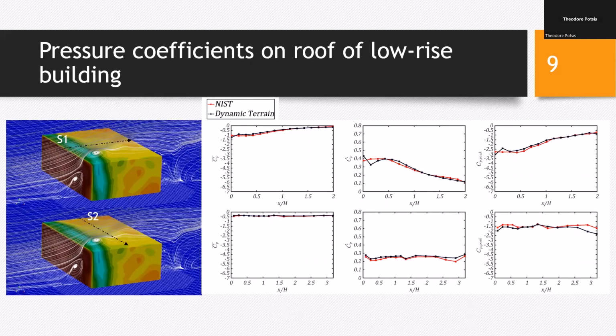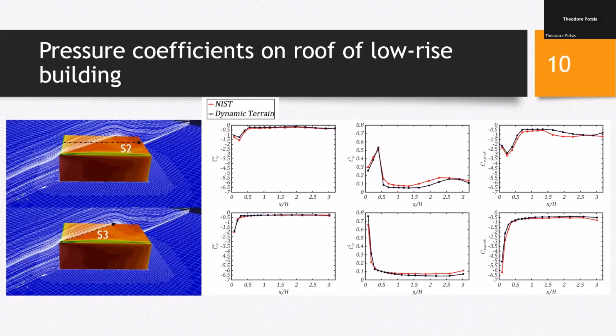building. I use these two symmetry lines on the roof, S1 and S2, and I present here in the first column the mean values, then the standard deviation, and then the peak values, and comparisons between the NIST database, experimental results, and the dynamic terrain methodology. As you can see, we have a very good accuracy in those symmetry lines.